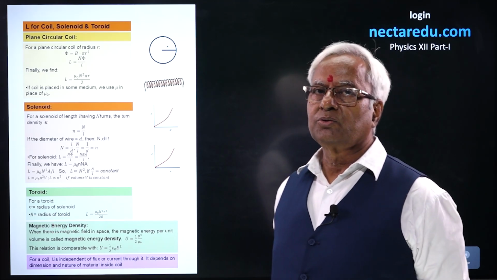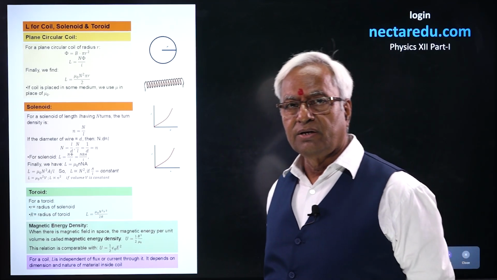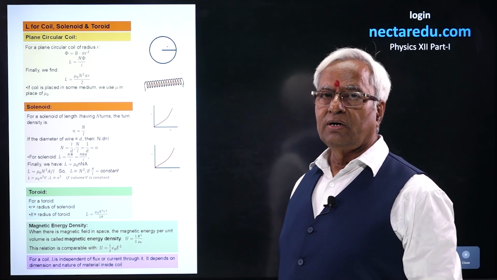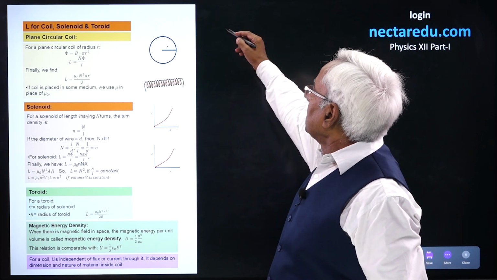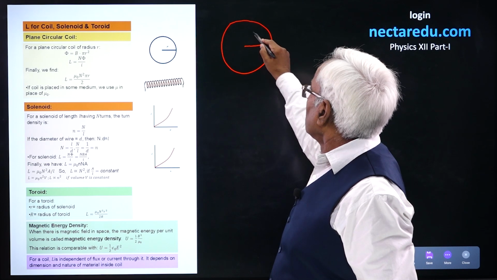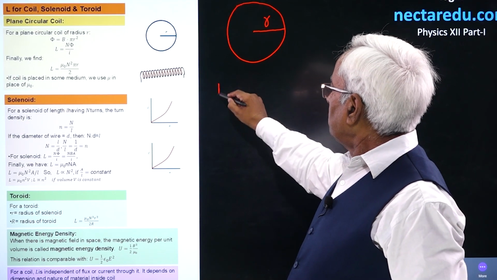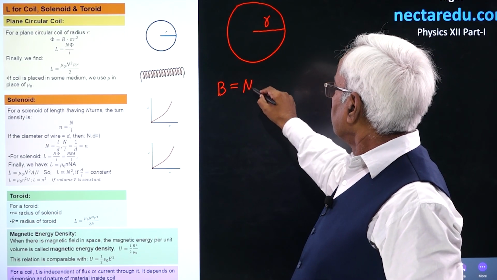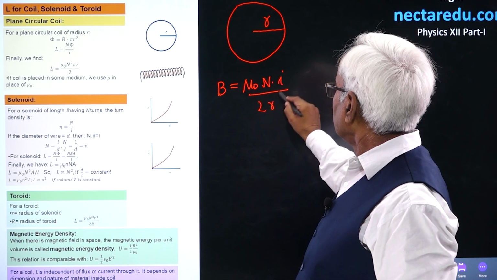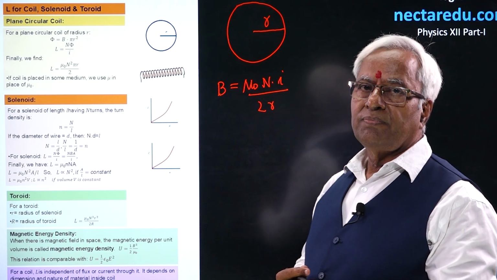Self-inductance for coil, solenoid, and toroid. First of all, we'll consider that for a plain circular coil. Suppose it has the radius small r. The magnetic field produces mu 0 n I over 2r.